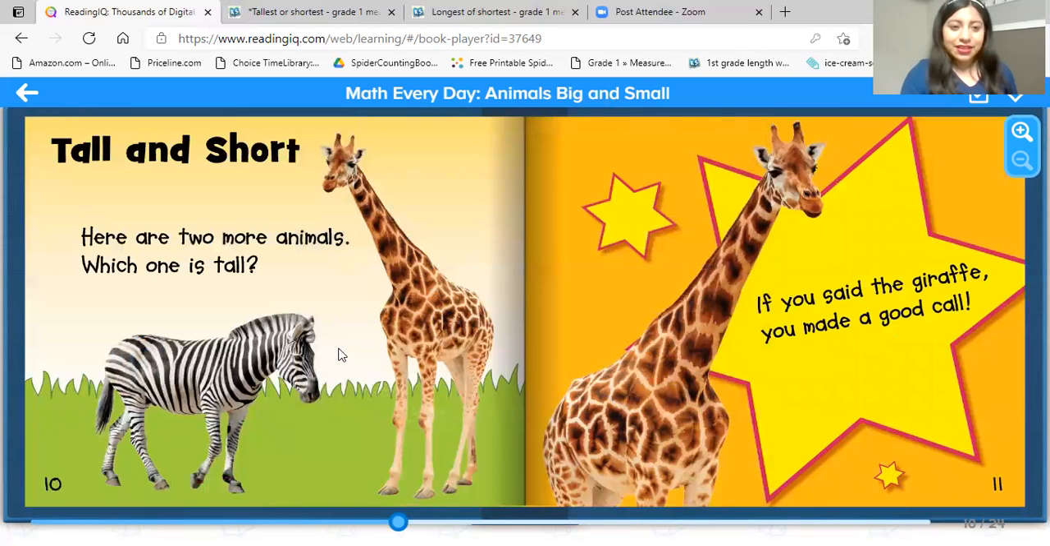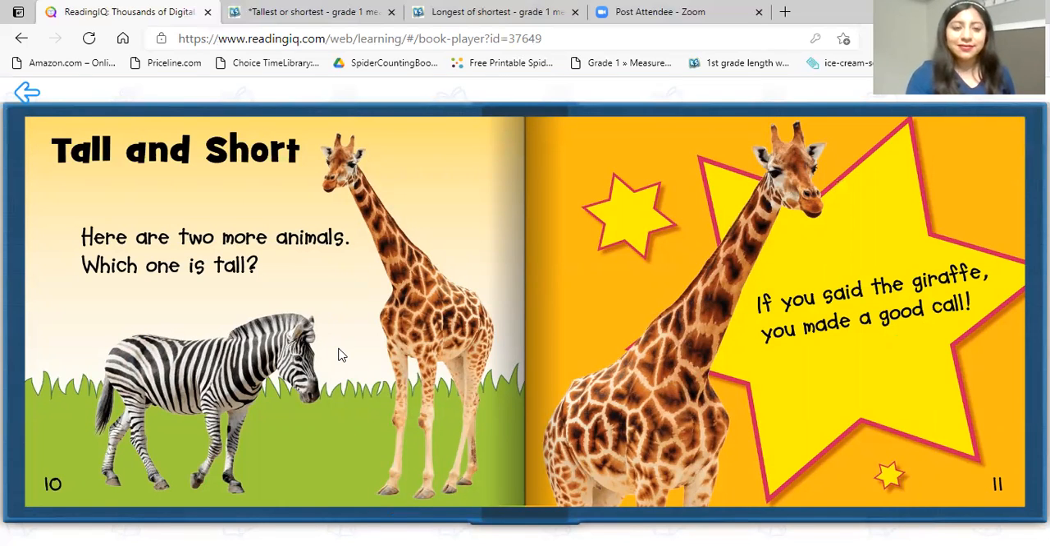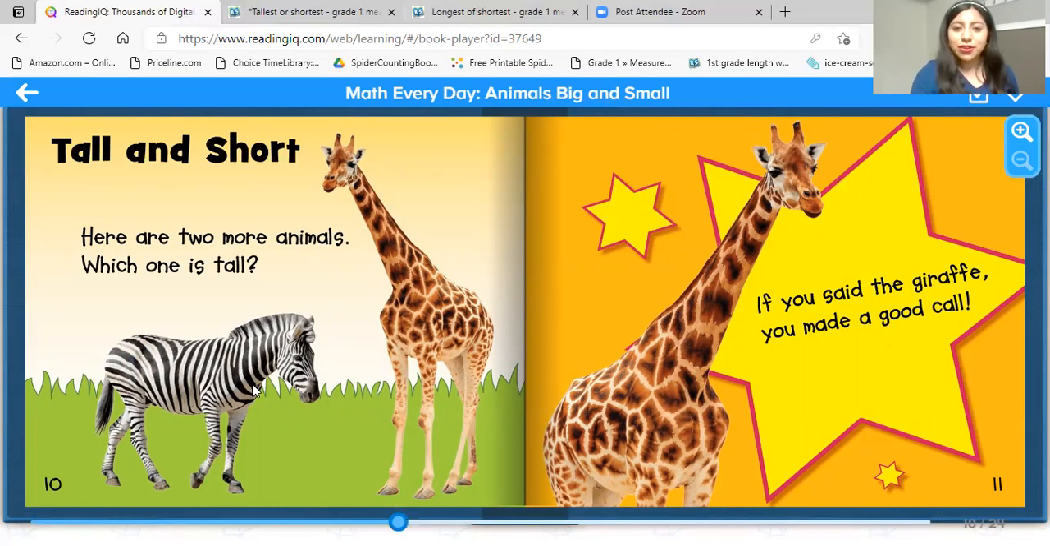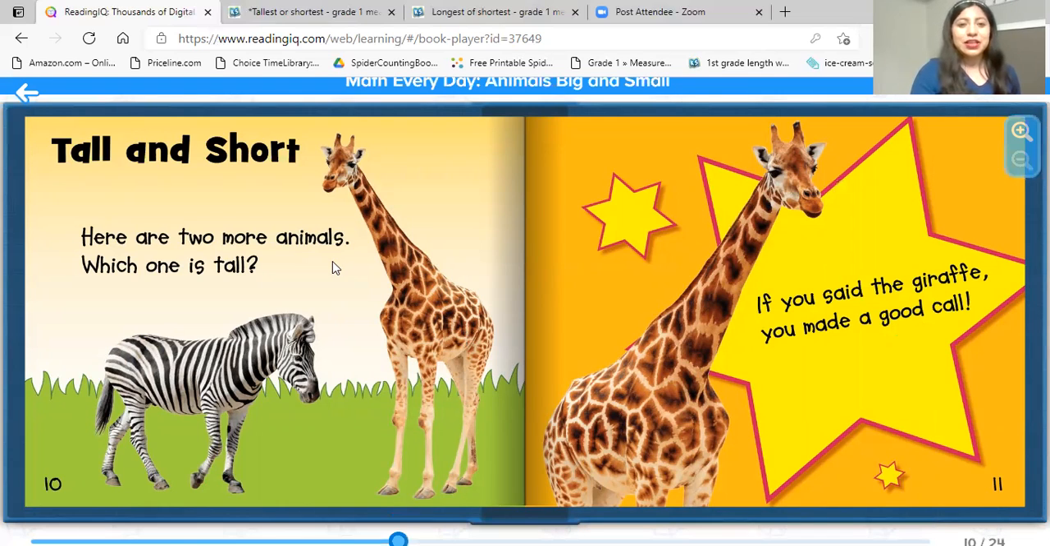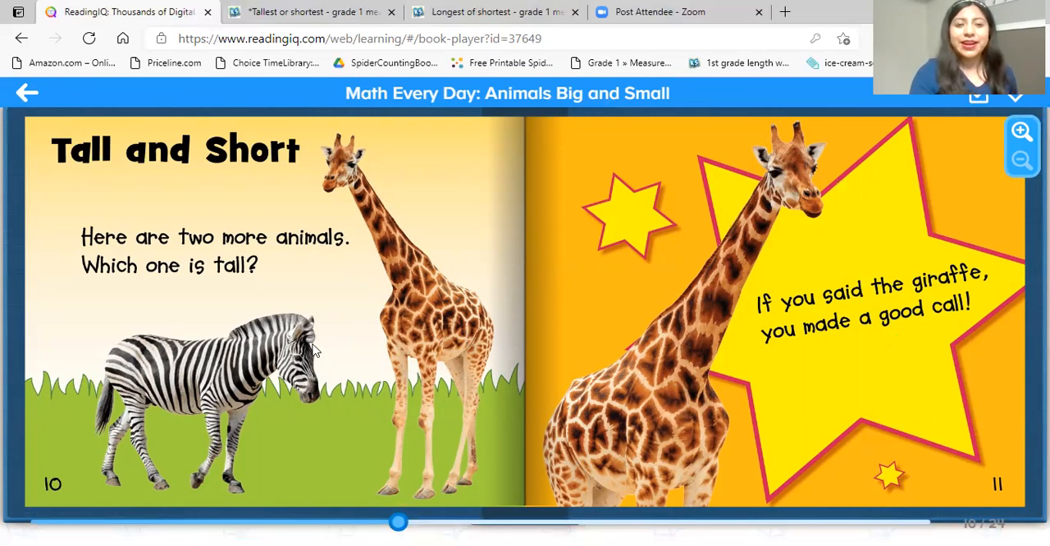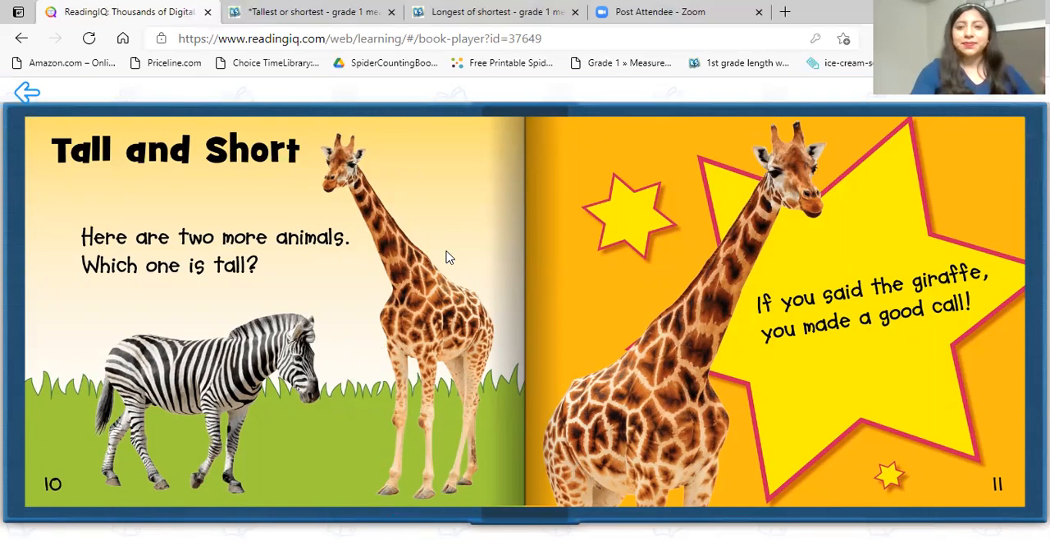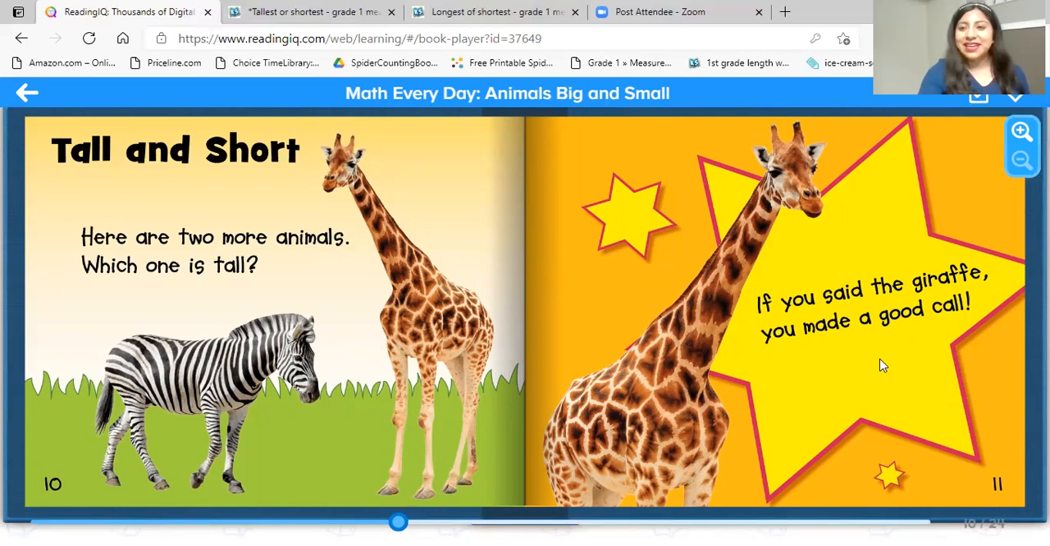Tall and short. Here are two more animals. Which one is tall? The zebra or the giraffe? The giraffe. How do you know that? Yes. If you see, his head is up here while the zebra stays down here. The zebra is shorter and the giraffe is taller than the zebra. If you said the giraffe, you made a good call.